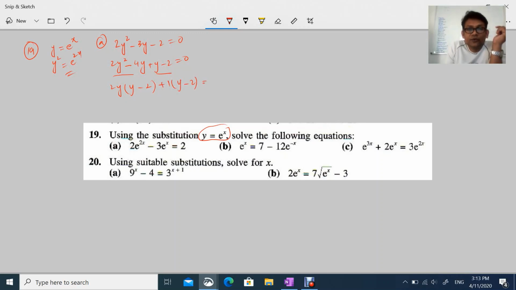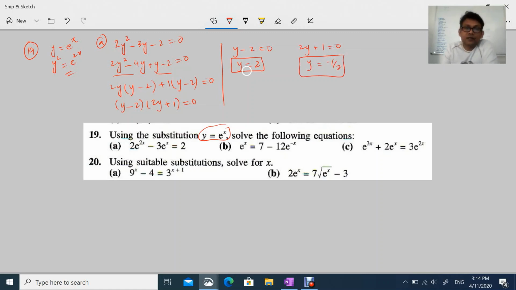Why am I solving this? There is a reason actually. Please be careful, the majority of students in the exam leave this part. So 2y plus 1 is equal to 0, and y minus 2 is equal to 0. So y is equal to 2 and y equals minus 1 upon 2. What do you think? Is this our final answer? No. Using the substitution, solving means x is required, not y.